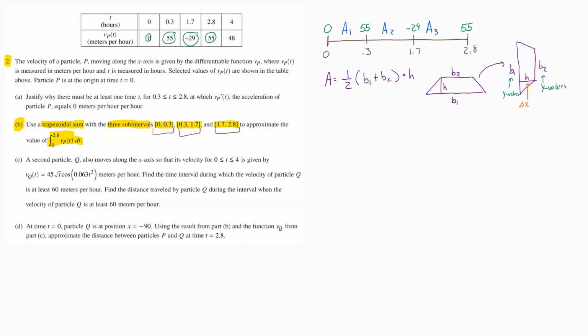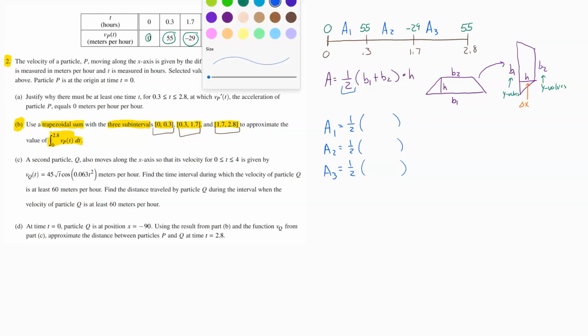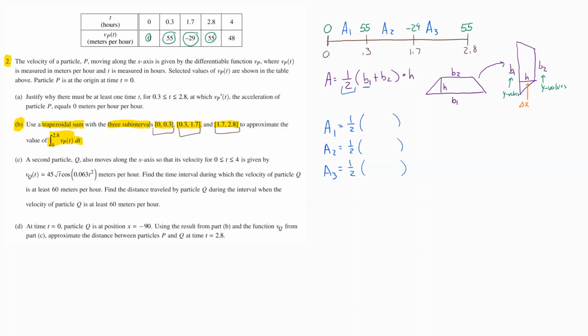So now I go through what I just call the assembly line process. So I'm going to go A1 equals, A2 equals, A3 equals. And the first thing I do is come through. Everybody's got a 1/2, 1/2, 1/2. And now I need to put down what my base values are. So remember, the bases on these are going to be the y values from these regions. So on A1, my base 1 would be 0, plus my base 2 is going to be 55.